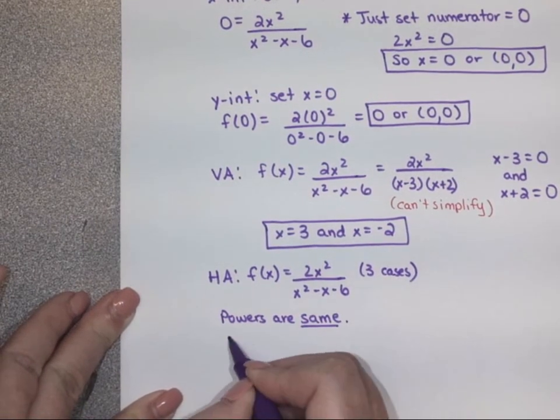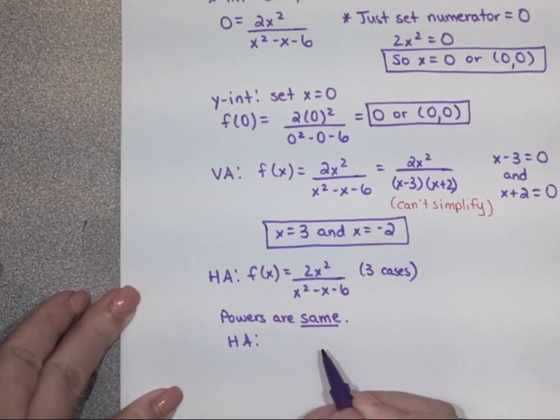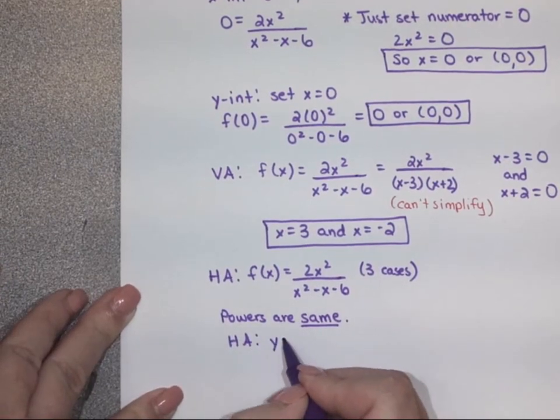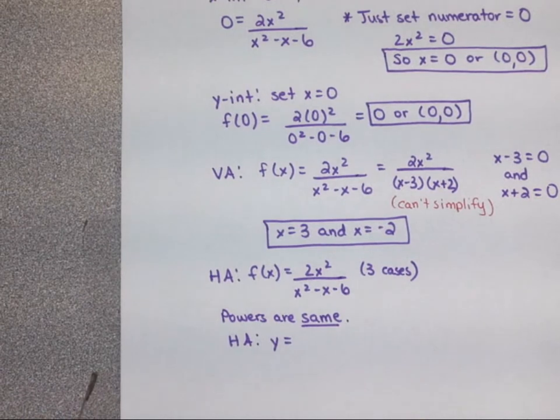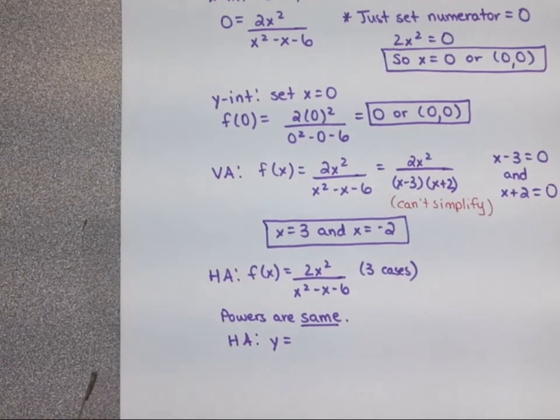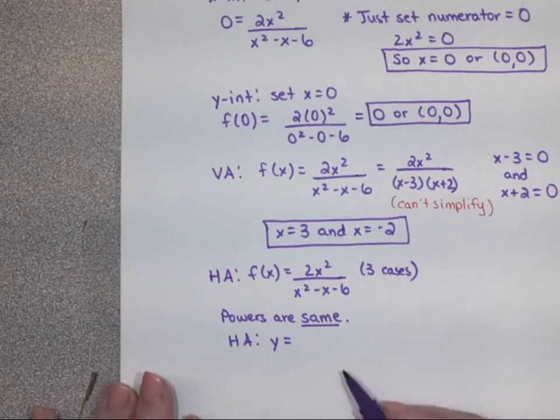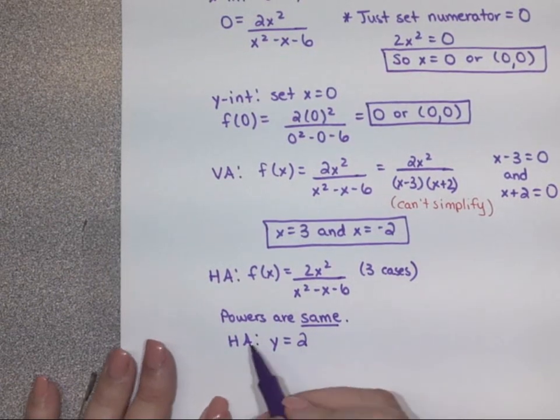So when they're the same, there is a horizontal asymptote, and how do you find it? You just pull the top leading coefficient, put it over the bottom leading coefficient, right? So you would get y equals 2 over what? 2 over 1 or just 2?